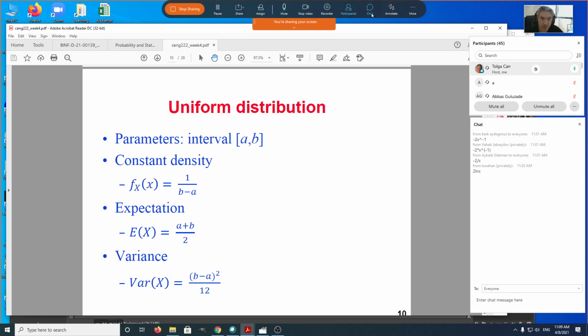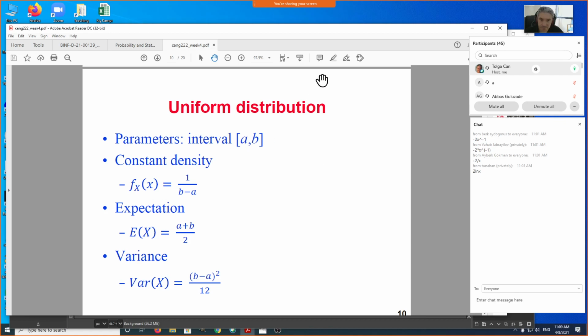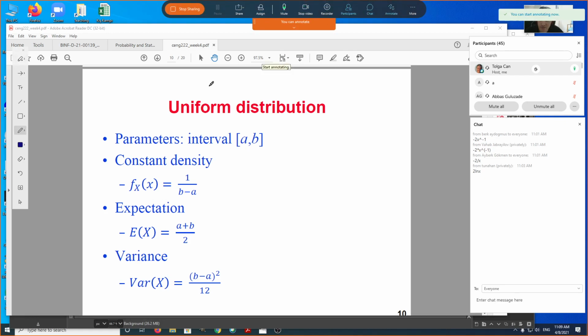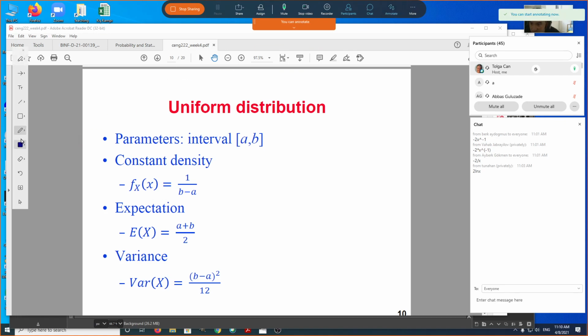Okay, so let me turn on the annotate. So if A is 200 and B is 500, I want to get this pen, not that one. So how can I change the pen? Oh, am I annotating? Yeah.